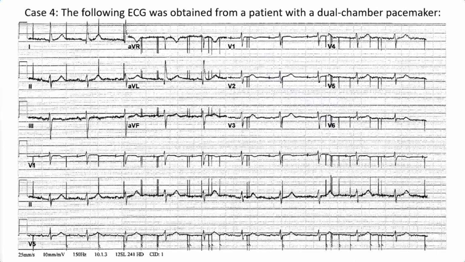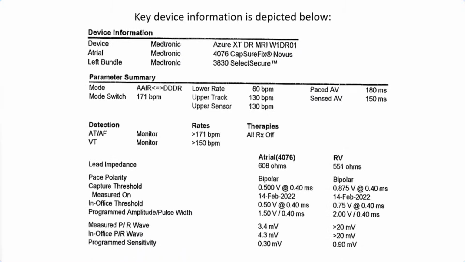It's a dual chamber Medtronic pacemaker. And I'm going to give you some information. You can look at the EKG, but the next slide tells you how the pacemaker is programmed. So it's a Medtronic dual chamber MRI conditionally safe pacemaker. You notice there's a left bundle lead in there, a Medtronic 3830. It just happens to be in the left bundle, and this is just my personal preference. All the device settings, program settings are in this slide.